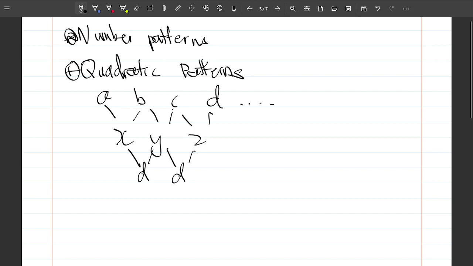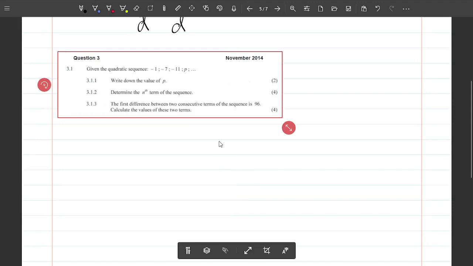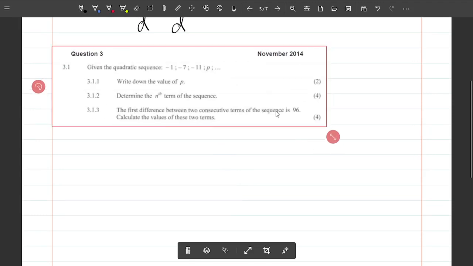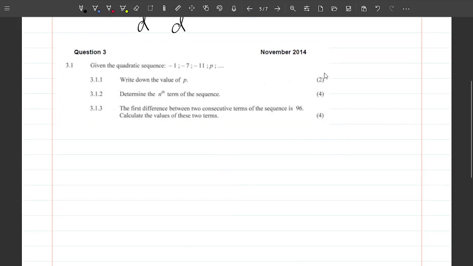I'm going to do a screen grab, and this comes out of the November 2014 final paper. Let me grab this and paste it here. So this is on quadratic number patterns. I'm just going to maximize this a little bit. We're given a quadratic number pattern, and one has to find the value of p, which is the next value after that, and find the general formula. These are not too much of a big deal.